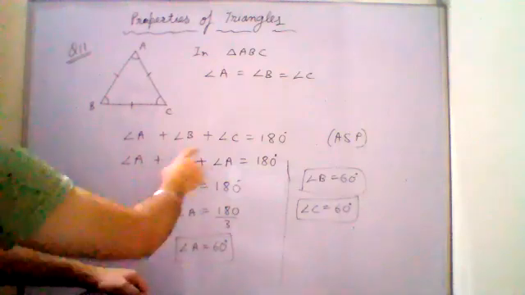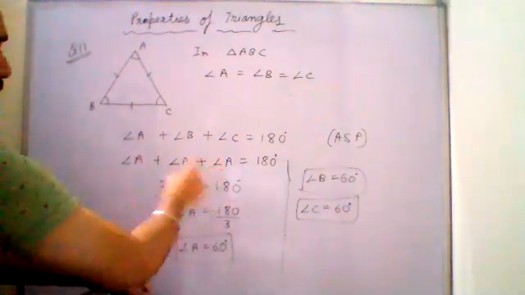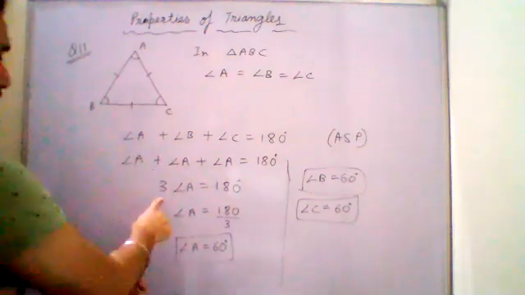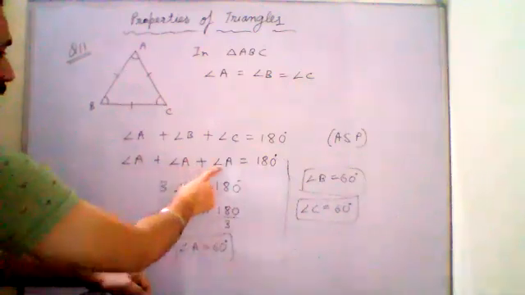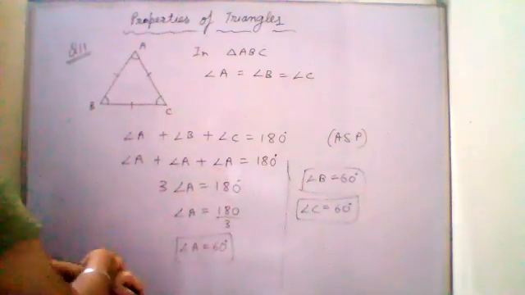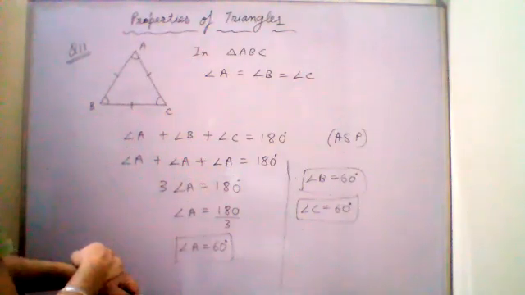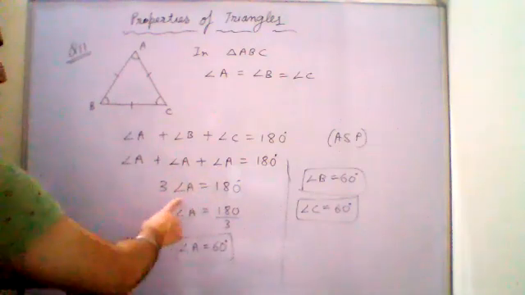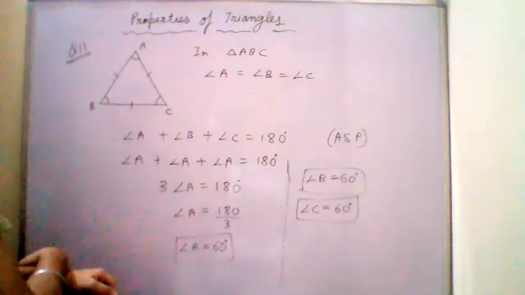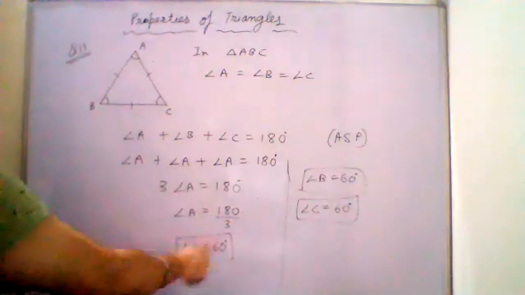In place of angle B, I wrote angle A; in place of angle C, I also wrote angle A. So angle A plus angle A plus angle A, the sum of all the three angles, becomes 3 angle A. X plus x plus x is equal to what? It is equal to 3x. Similarly, angle A plus angle A plus angle A is equal to 3 angle A. So angle A is equal to 180 divided by 3, angle A equal to 60 degrees.